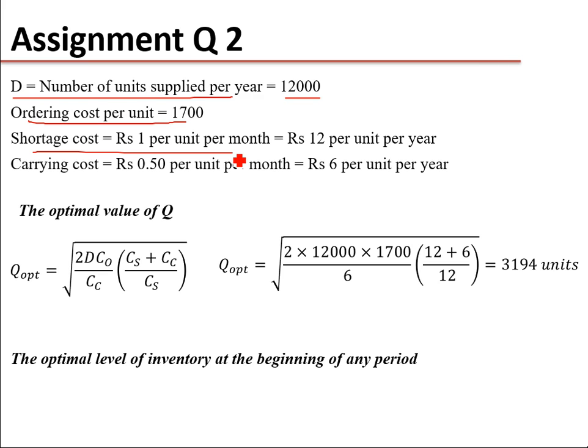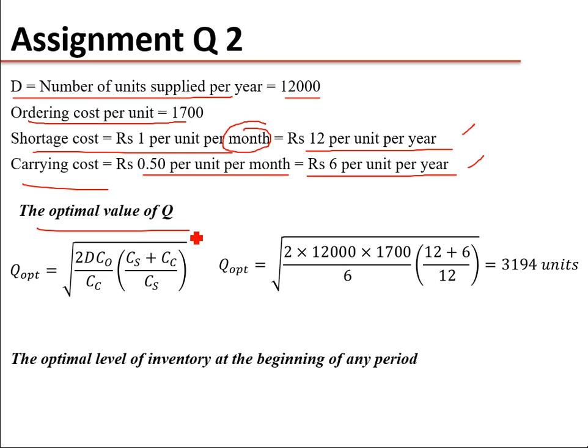Shortage cost is already mentioned, but this is in months, so we have to convert this into years. So we multiply by 12, and we get the shortage cost per year. Similarly, carrying cost is given per month, so we convert it into years. Multiplying by 12, we get 6 rupees per unit per year. So now all the things are in years.